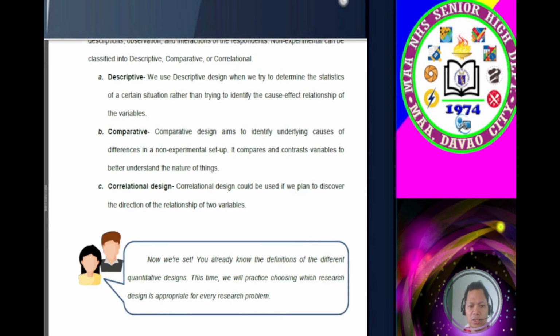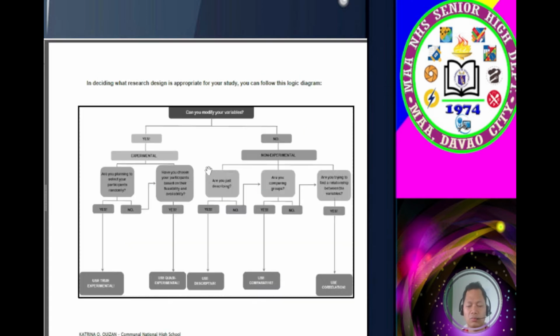Okay, so let's have now the examples. Let's have first this diagram to help you in choosing the research design suited for your study. Let's zoom a little bit. So here's the question, it is a guide. Can you modify your variables? If your answer is yes, you will have experimental. If your answer is no, the answer is non-experimental.